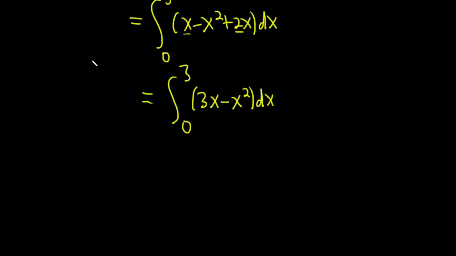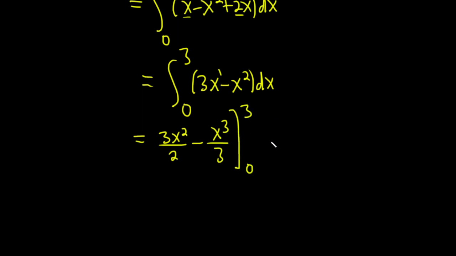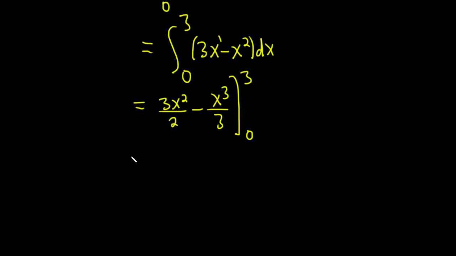And now it's like straight up Calc 1, right? Use our Calc 1 skills. Use the power rule. So we add 1 and divide. So it'll be 3x squared over 2, minus, and then add 1 and divide. So 2 plus 1 is 3, so you divide by that exponent 3. And we're going from 0 to 3. Plug in the 3 first. We get 3 times 3 squared over 2 minus 3 cubed over 3.